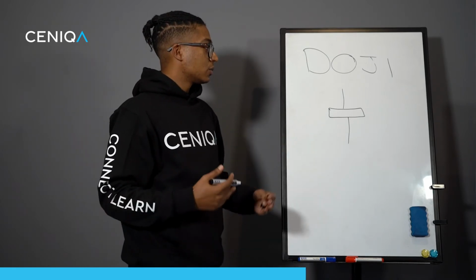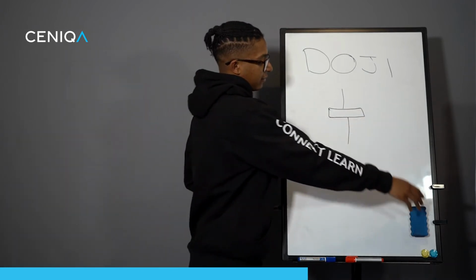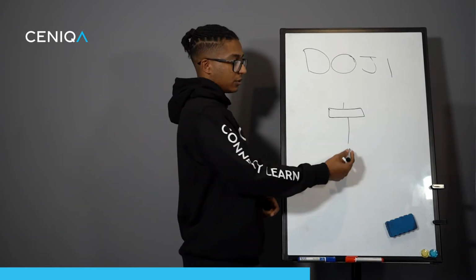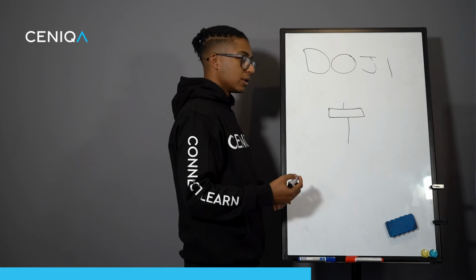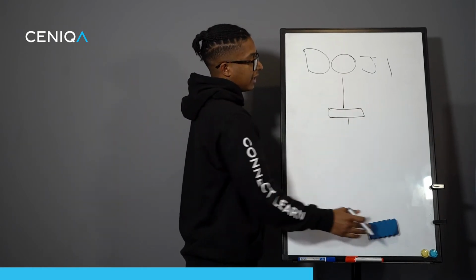Now a doji candle can come in different variations. For example, it may have a longer lower shadow and a shorter upper shadow, or it may have a longer upper shadow and a shorter lower shadow.